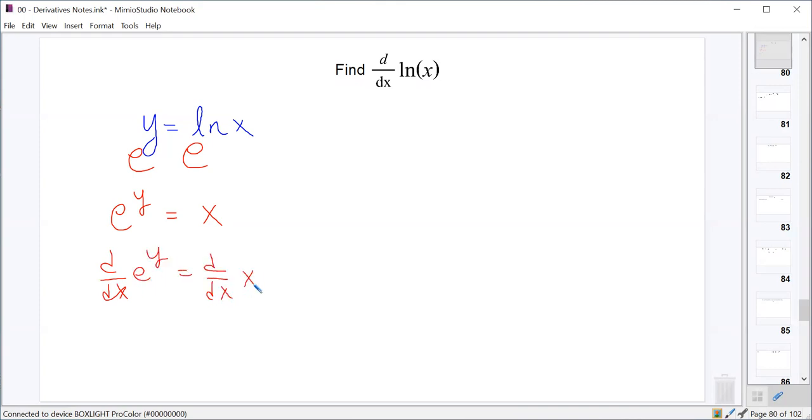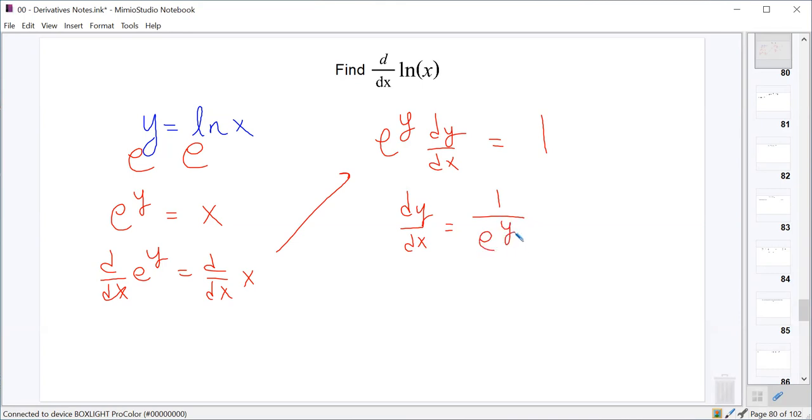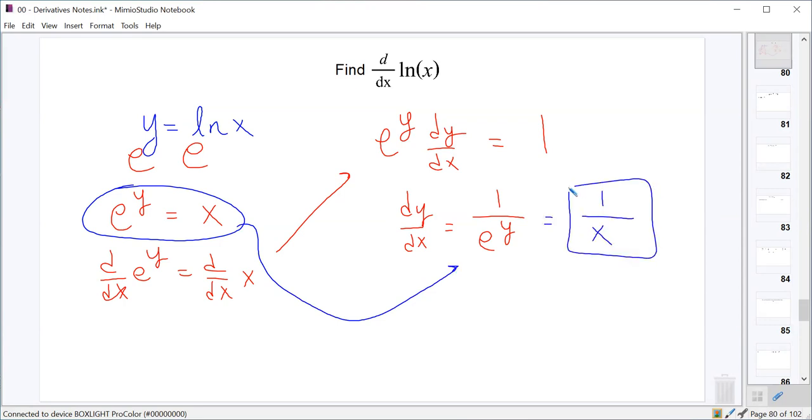And so when we take the derivative of e to the y with respect to x, we end up with e to the y dy/dx, because this is done implicitly. And the derivative with respect to x of x is just 1. So we end up with dy/dx is equal to 1 over e to the y, when we started off with the function y equals ln of x. Well, we know that e to the y is equal to x. So we'll just say that this is equal to 1 over x. And that's our derivative of natural log of x. The derivative of natural log x is just 1 over x.